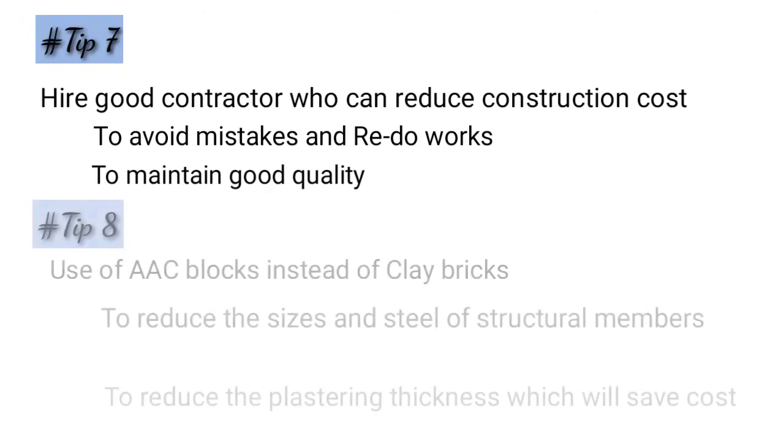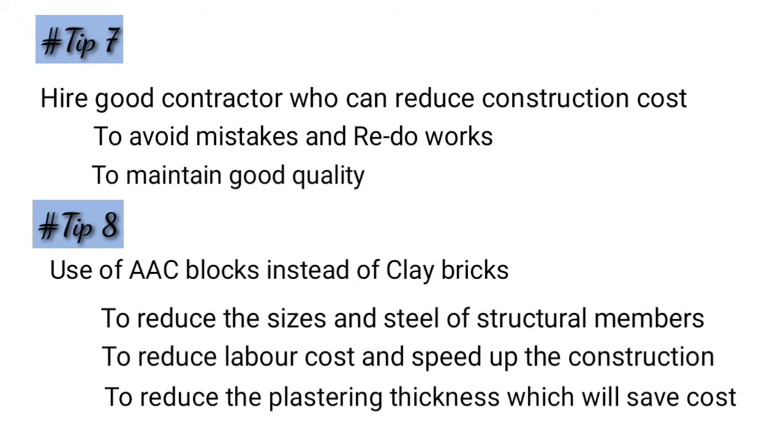Then we can talk about tip 8. Tip 8 is about using AAC block rather than traditional clay bricks. To know more about AAC block and clay bricks, watch my previous video by clicking the top I button. AAC block is 2.5 to 3 times lesser in density compared to brick walls. So we can save construction costs in structural members like beams, foundations, columns and steel while designing the building structurally. And also using AAC block makes construction faster, reduces labor cost, and reduces plastering thickness.